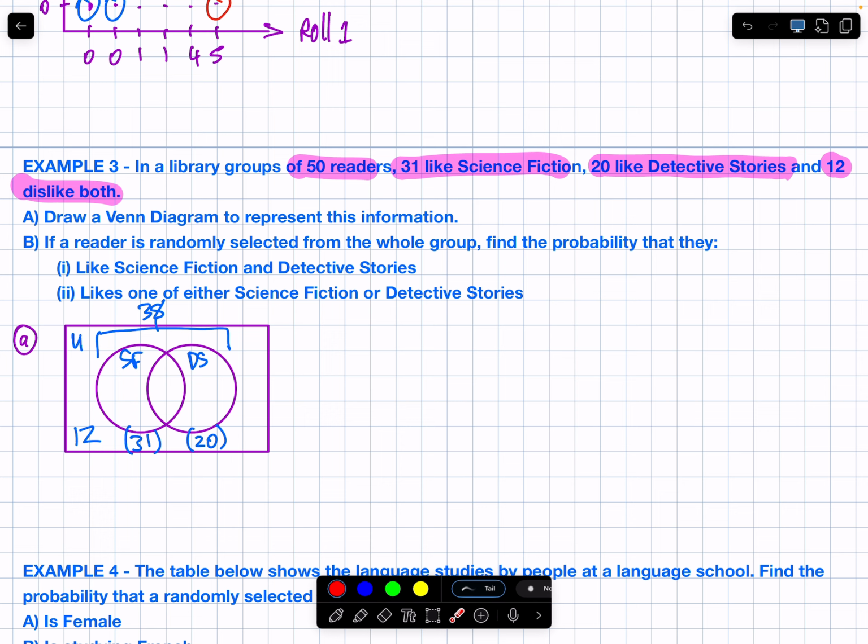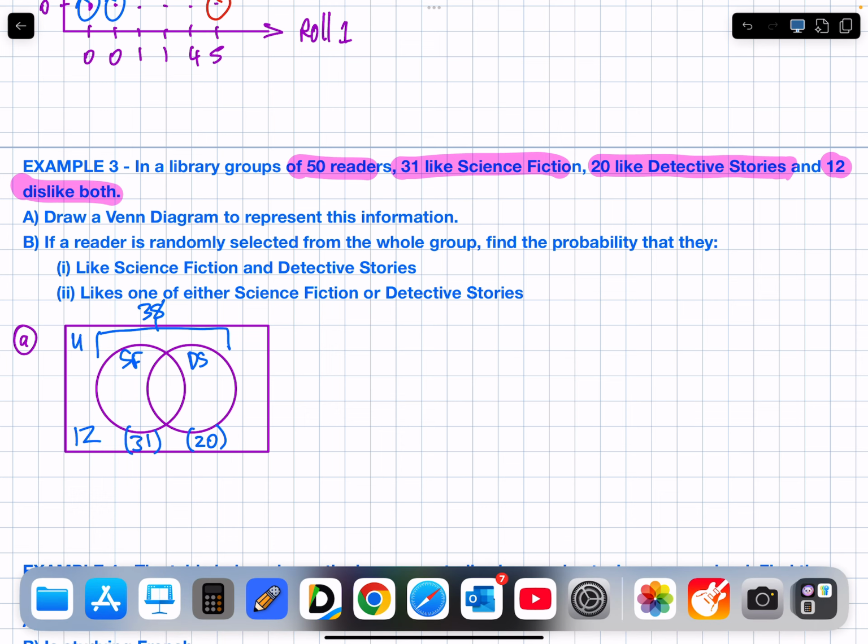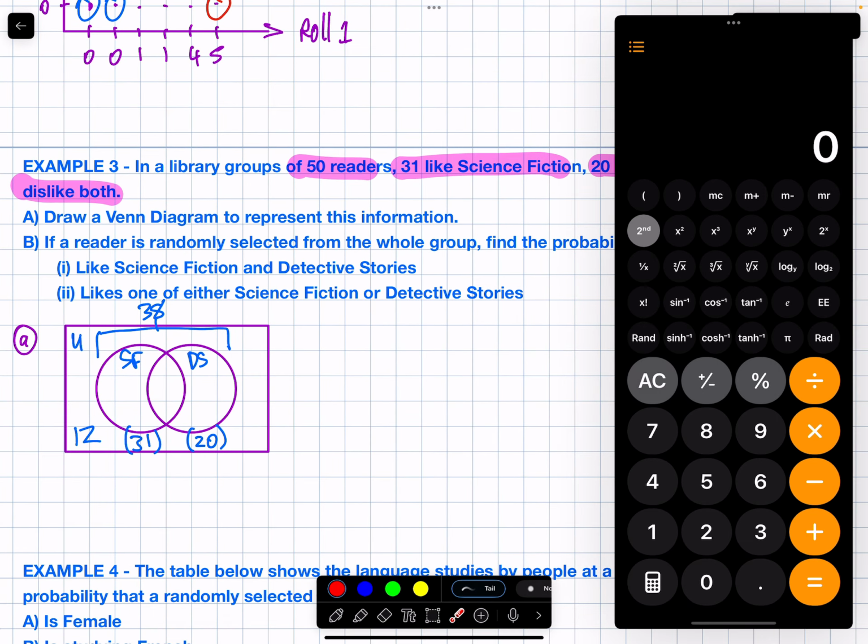Minus it. So what's 31 minus... 51. 51 minus 38? I suck at subtraction. 13. So 13 should be in the middle. And now that I've got 13 in the middle, what do I do with that 13 and 31 here?